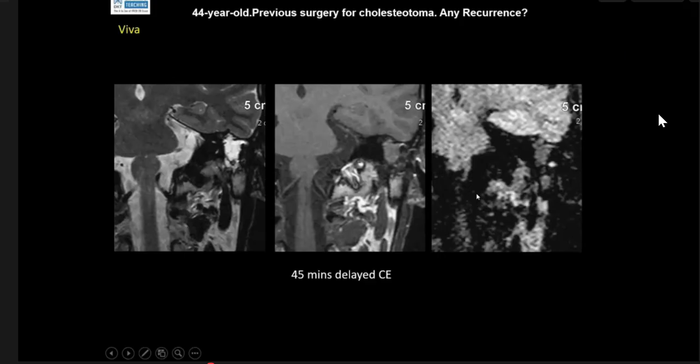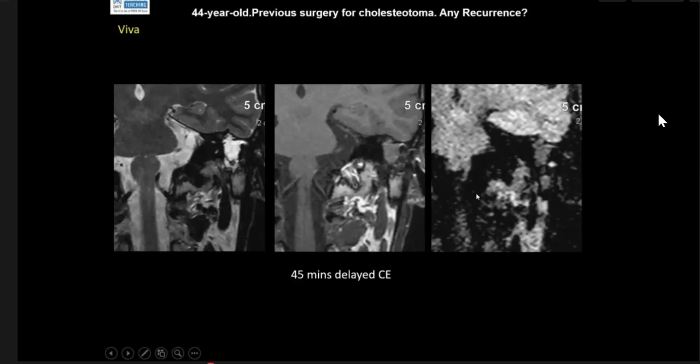So these are coronal images of the brain. Then on the T2 image, it's high signal. Post-contrast can't appreciate much enhancement. Then on the DWI, I can't see any high signal there.